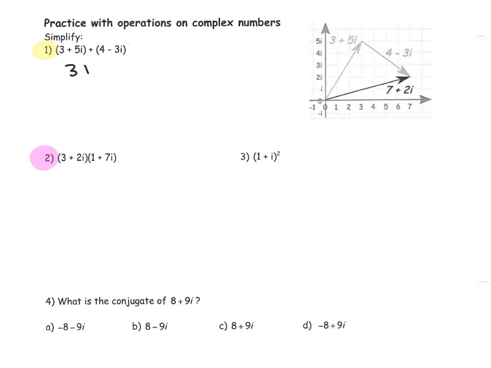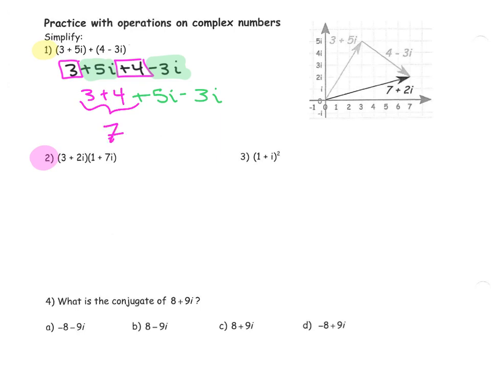So I'm just going to rewrite. I have 3 plus 5i plus 4 minus the 3i. I'm going to combine like terms. Maybe I'll highlight this in green here. And we'll just write our final answer. So I have 3 plus 4. Then I have plus 5i minus 3i. 3 plus 4 is 7. And 5i minus 3i is 2i. And there we go. I have 7 plus 2i. That's my final answer.